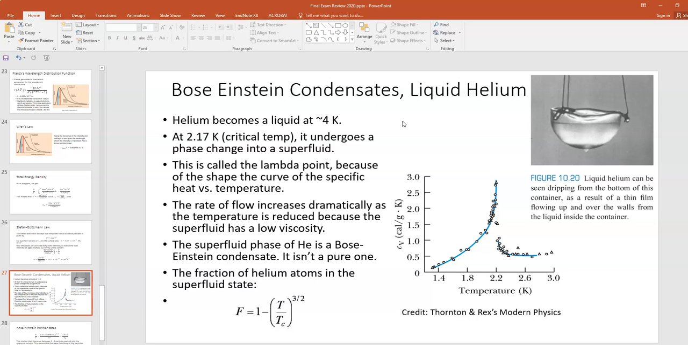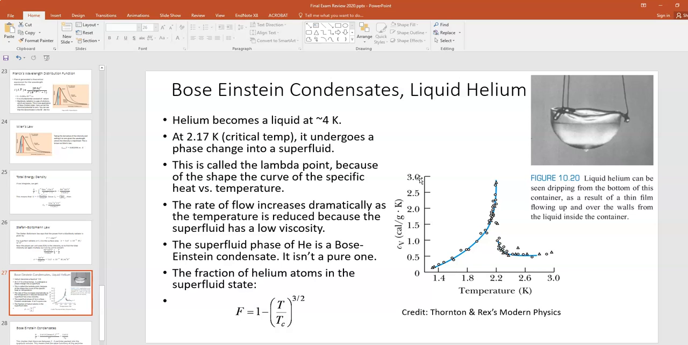So the lambda point is what they call the critical temperature, and that's because of the shape of the curve of the specific heat versus the temperature, which is shown here. It looks like the Greek letter lambda. Some other cool properties of liquid helium at this critical temperature is that it has a super low viscosity, pretty much 0. Yeah, so it has some really cool properties.